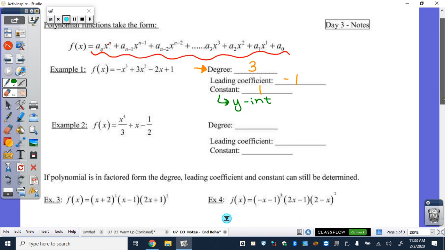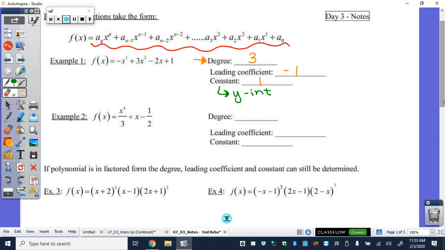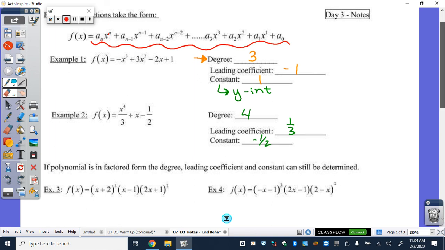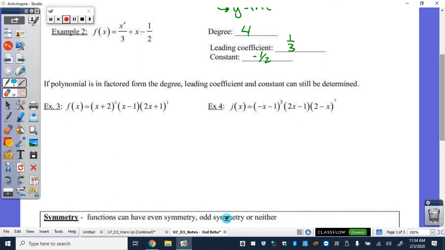So let's take a look at our next example. What degree would example number 2 be? 4. Our leading coefficient, 1/3. And then our constant term, -1/2. So those two examples, those were in standard form, pretty easy. You find the largest exponent, and then you use that term to help you figure out your degree and then your leading coefficient. The other way that our polynomial functions could be written is in factored form. So our next two examples are polynomial functions written in factored form.